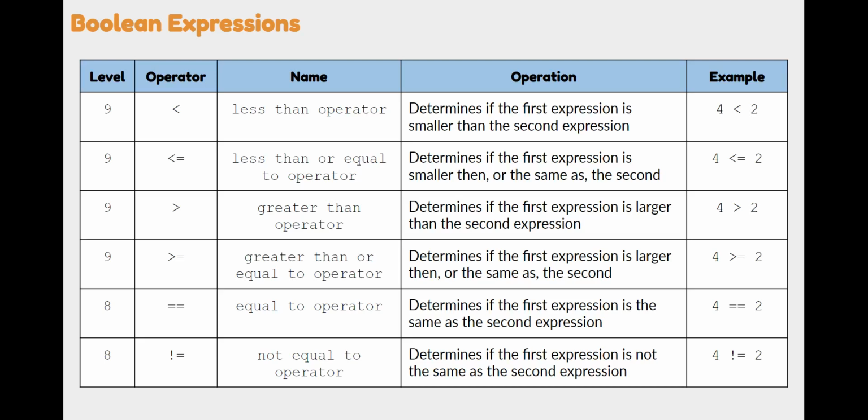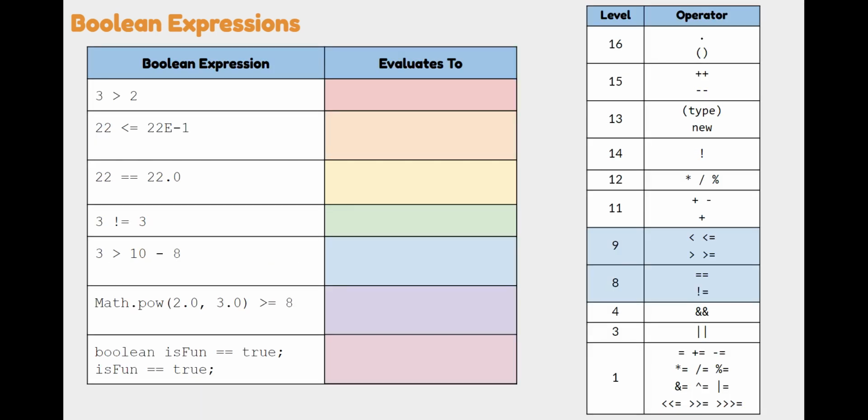At a slightly lower precedence at level 8, evaluated after those 4, we have our equal to operator and our not equal to operator. Using those relational operators, we make Boolean expressions that are going to evaluate to true or false. We have a more complete precedence table on the right-hand side where we slotted in those 6 new relational operators. Let's go through these Boolean expressions.